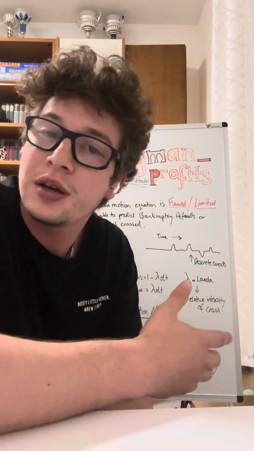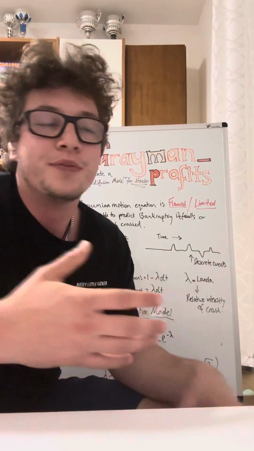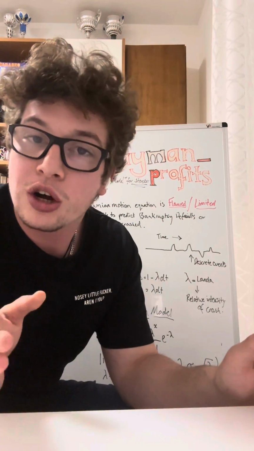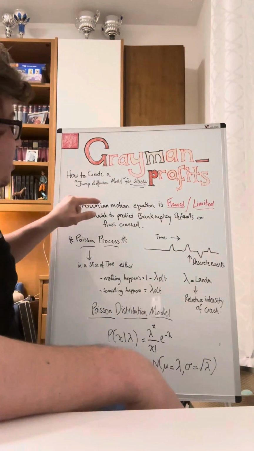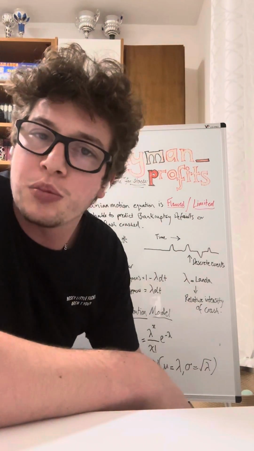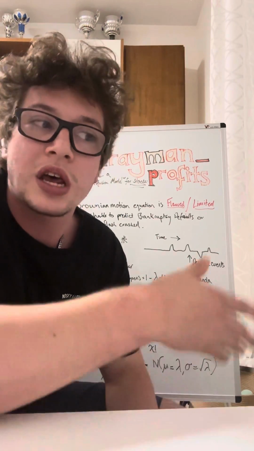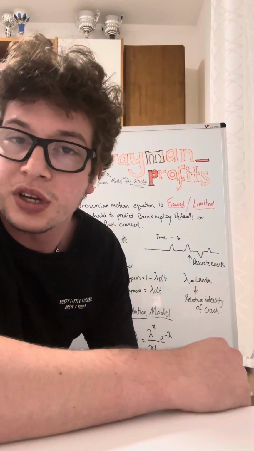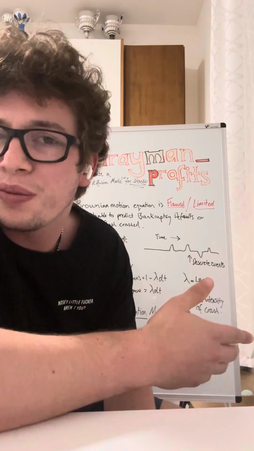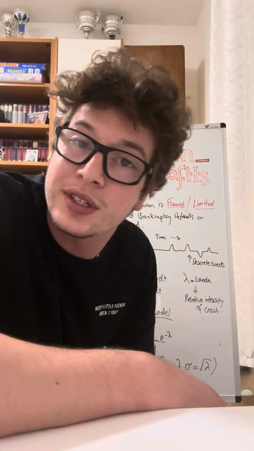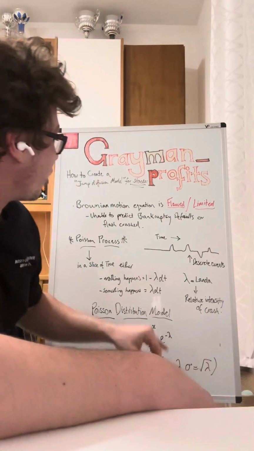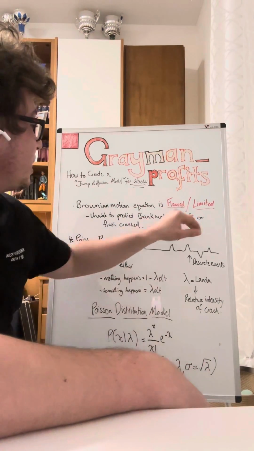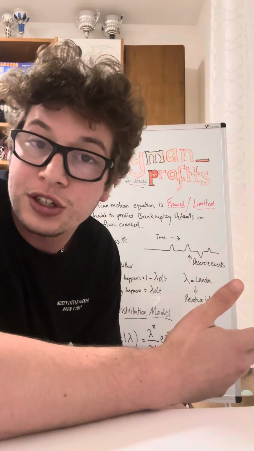So 9 times out of 10, if you were to monitor how the stock market wants to move in the foreseeable future, you would use the Brownian motion equation, which basically just monitors, okay, what's the usual process and the trajectory. The only problem is this system is flawed, or more importantly, limited. How is it limited? Well, unfortunately, it can't predict the unpredictable. So it can't predict bankruptcy, defaults, or even flash crashes.